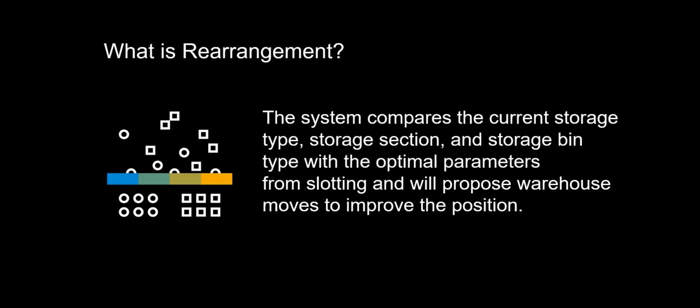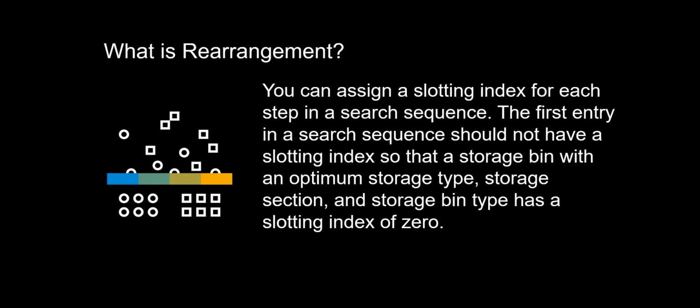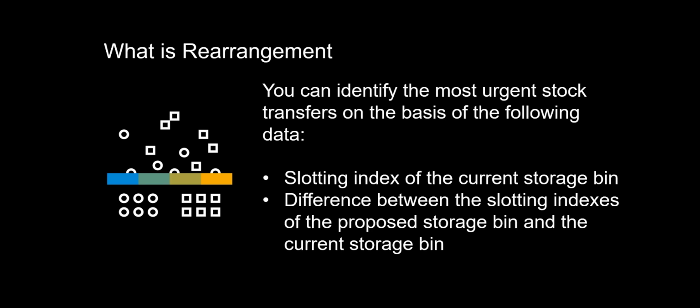The system compares the current storage type, storage section, and storage bin type with the optimal parameters from slotting and will propose warehouse moves to improve the position. You can assign a slotting index for each step in a search sequence. The first entry in a search sequence should not have a slotting index so that a storage bin with an optimum storage type, storage section, and storage bin type has a slotting index of 0. You can identify the most urgent stock transfers on the basis of the following data. Slotting index of the current storage bin. Difference between the slotting indexes of the proposed storage bin and the current storage bin.